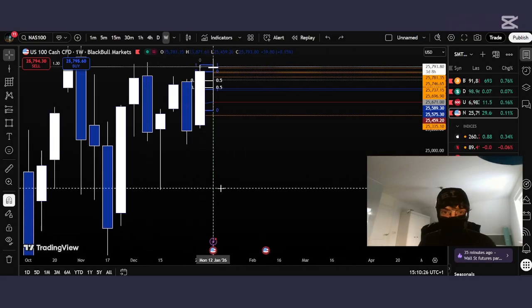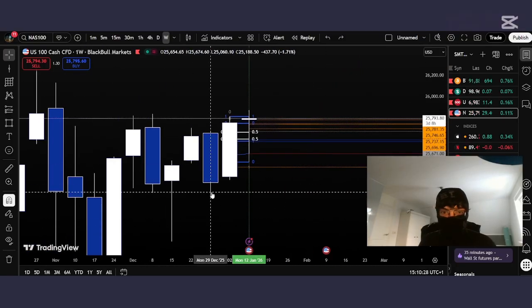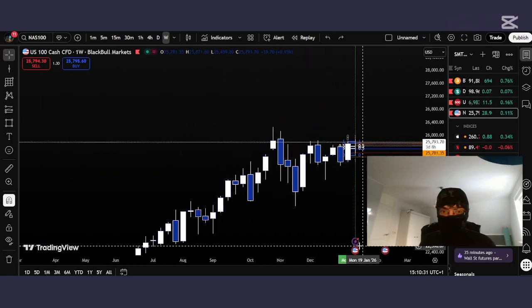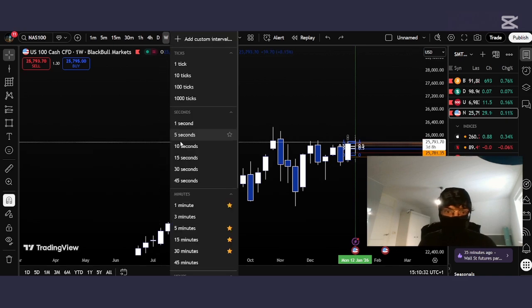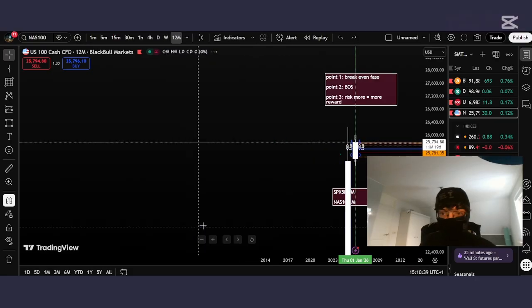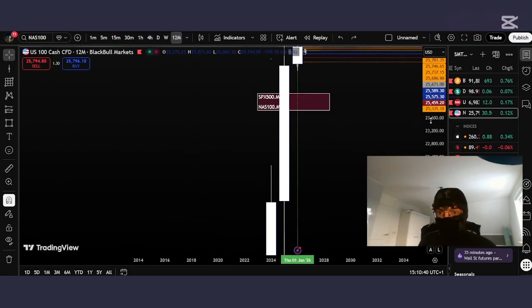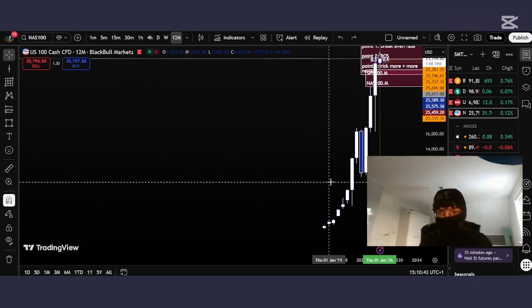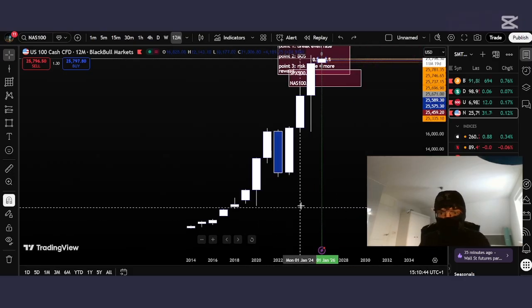Why is it there? It's a long time ago. Every candle like this is a weekly candle. And then you have also 1 month, 3 months, 6 months, and 12 months. 12 months is 1 year. So this is what it looks like if one candle's a year.